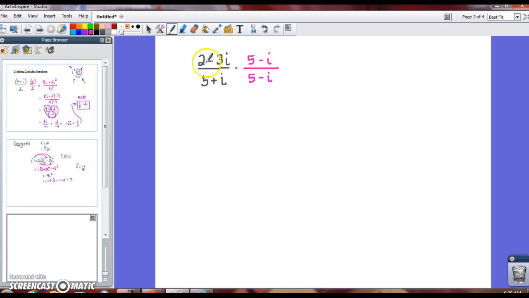So here we go. If we multiply the numerators together, I have to FOIL. This is something that you've done already. I'll do it down here. 2 times 5 is 10. 2 times negative i is negative 2i. Negative 3i times 5 is negative 15i. Negative 3i times a negative i is positive 3i squared. I squared is going to be your friend when you're doing any of these types of problems.